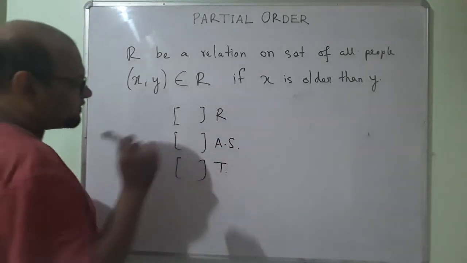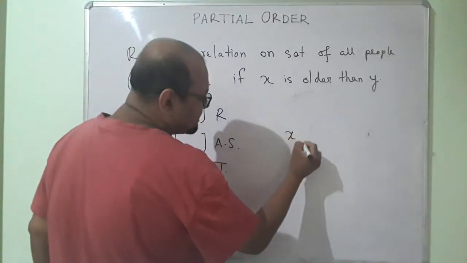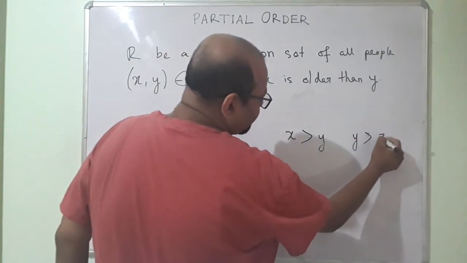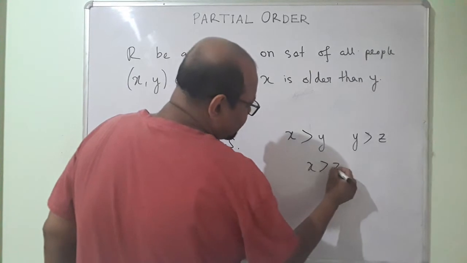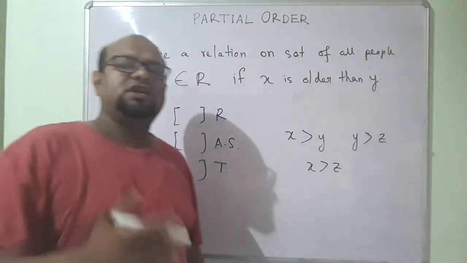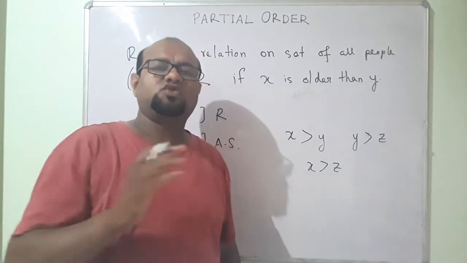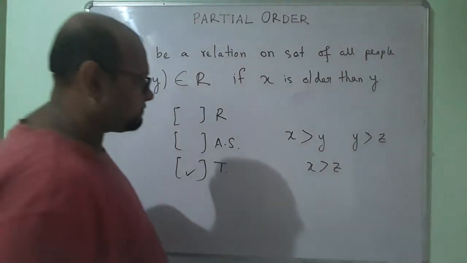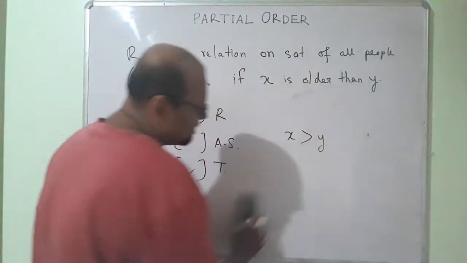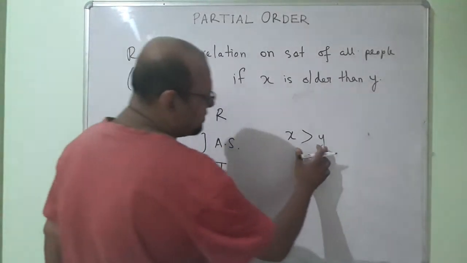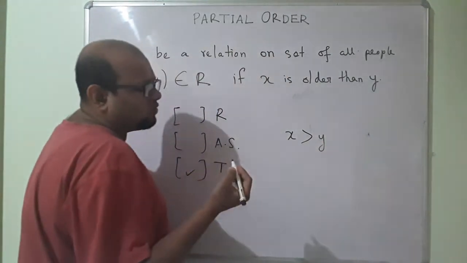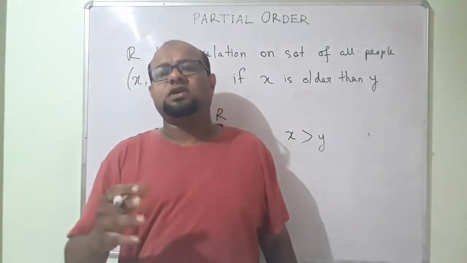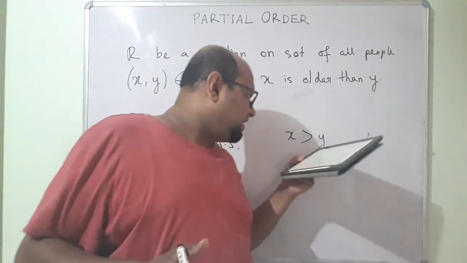Alright, now let us try to figure out if it is transitive. If some person x is older than y, and y is older than z, then we know x is older than z. Right? So I know this is transitive. Okay. Is it antisymmetric? If one person x is older than y, then is it possible that y would be older than x? It is not possible, right? If I am older than you, then you cannot be older than me.